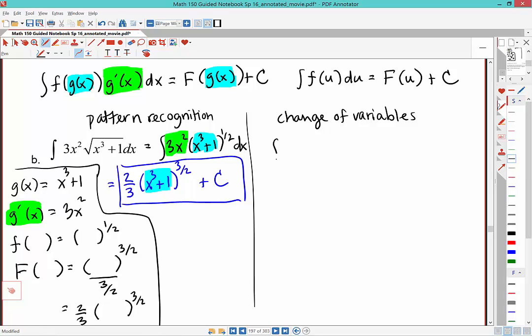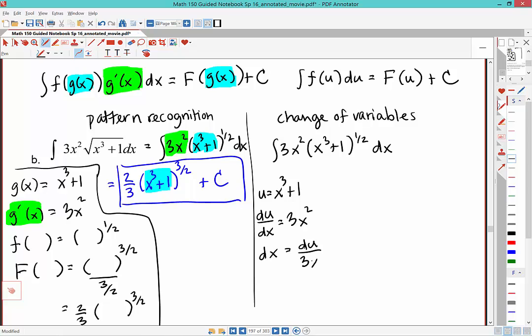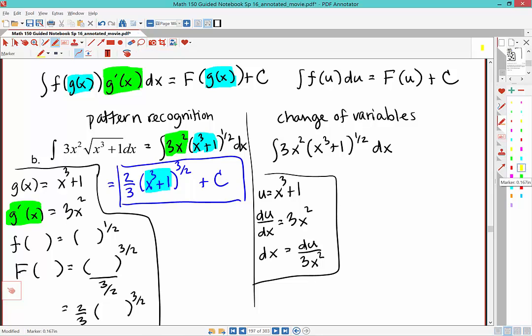So now, doing the same one with change of variables, what's our u going to be equal to? So let me rewrite the integral. And we had it as 3x squared times x cubed plus 1, that quantity to the 1/2 with respect to x. So u equals, perfect, x cubed plus 1. du/dx, so I differentiate both sides with respect to x and I get, perfect, 3x squared. Now when I isolate dx, you get dx is du divided by 3x squared. So here we go. This is our dx, right? This is our u.